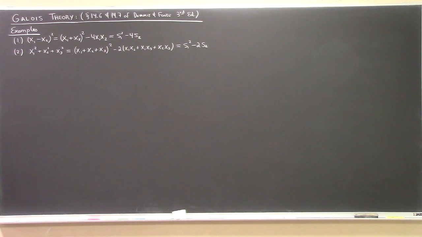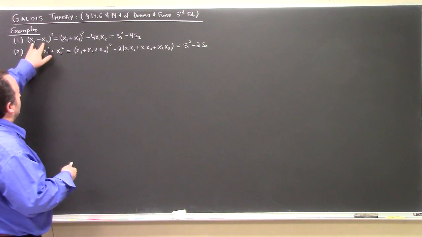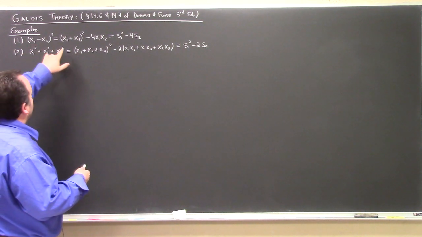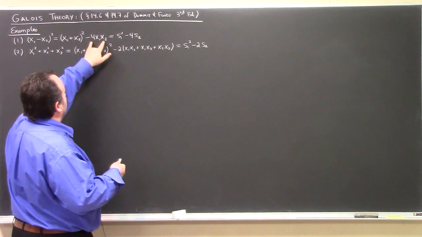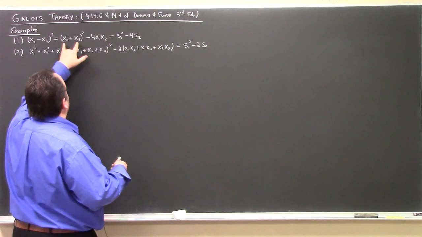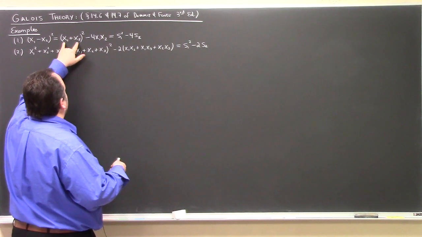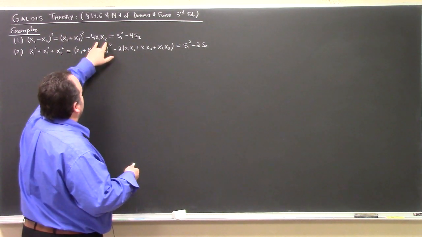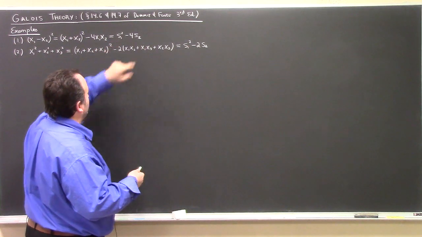Just a reminder, if we have polynomials in indeterminates like x1 and x2, or x1, x2, x3, it's possible to rewrite these in terms of the elementary symmetric functions. Like here, (x1 minus x2) squared can be rewritten as (x1 plus x2) squared minus 4 times x1 x2. Well, that's s1 in two indeterminates, and s2 in two indeterminates times minus 4. So that's s1 squared minus 4 s2.